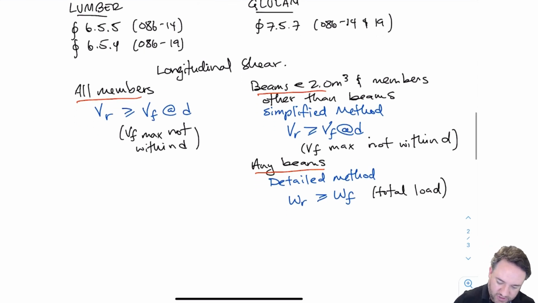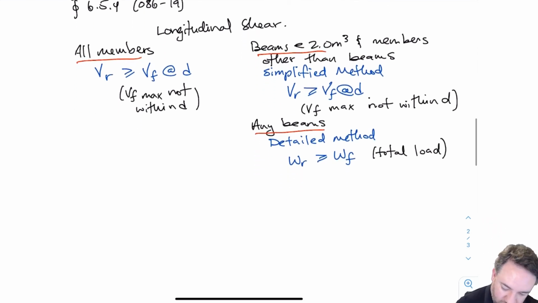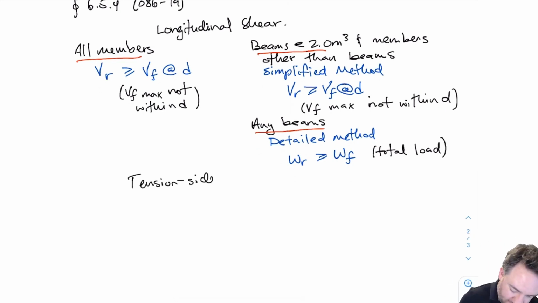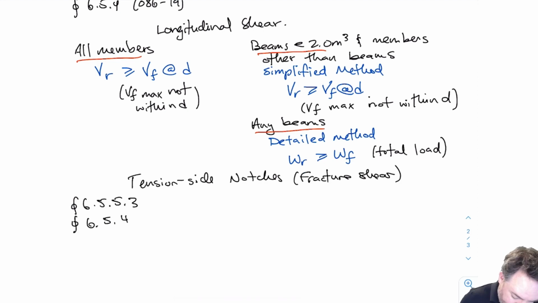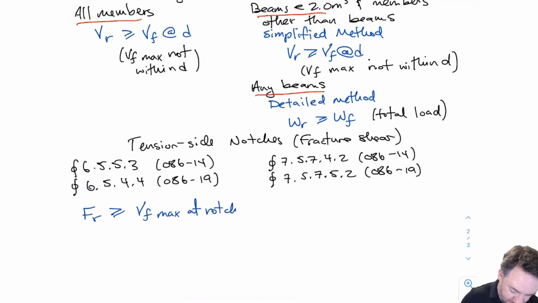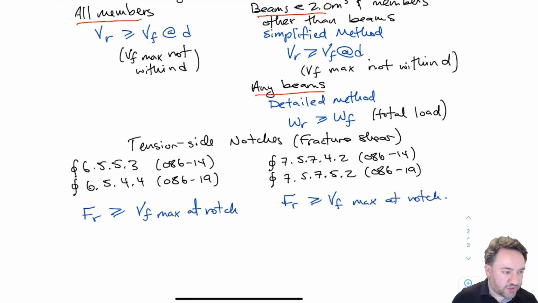So what about notch shear? We have two different notch shear approaches depending on whether you're talking about a notch that's on a tension side of a beam or a notch that's on the compression side of a beam. So the tension fracture shear approach for glulam and lumber is very similar. There are the clauses for each. Those clauses look very similar. And what I'm calculating is an FR, which is a fracture shear strength. And I compare it to the maximum shear within that notch. So very straightforward.